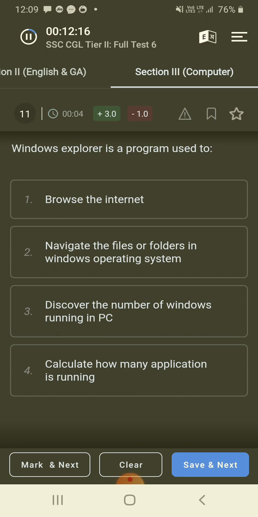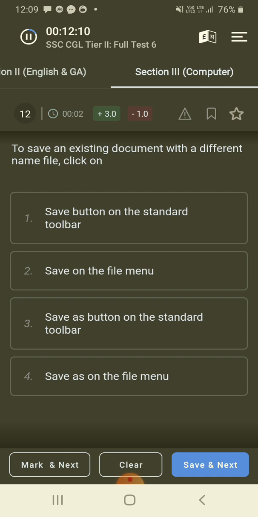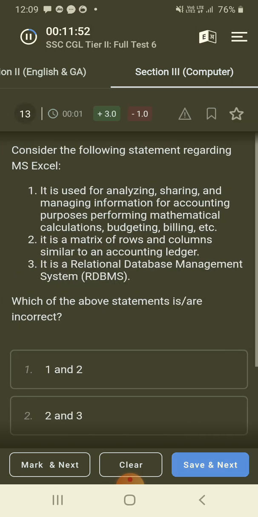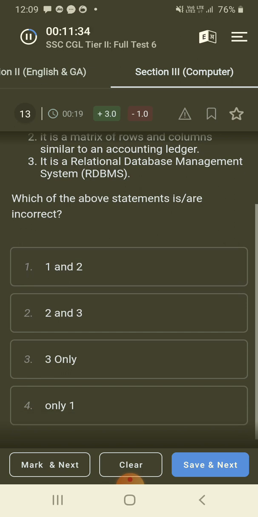Windows Explorer is a program used to save an existing document with a different file name. Click on the Save button on the standard toolbar. MS Excel is used for analyzing, sharing, and managing information for accounting purposes, performing mathematical calculations, budgeting, billing, and planning. It is a matrix of rows and columns similar to an accounting diagram. It is a relational database management system. Incorrect.